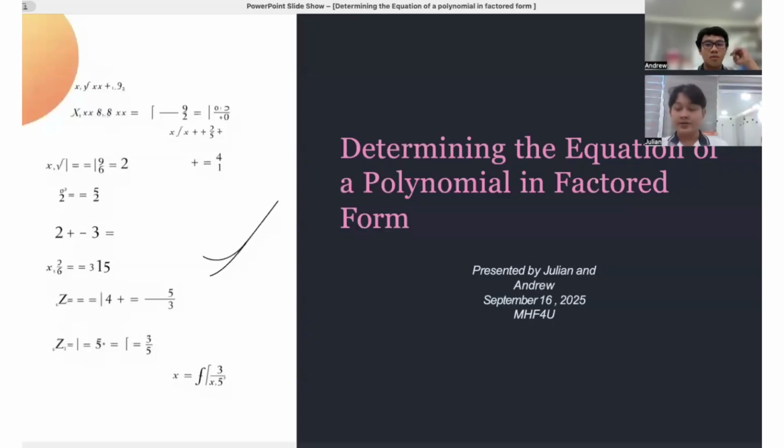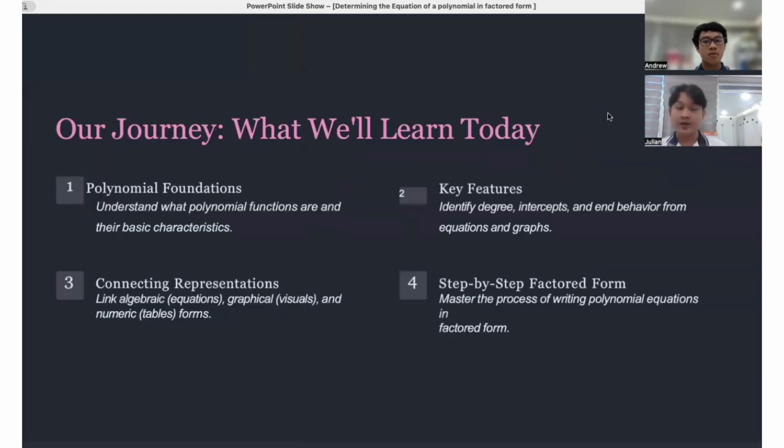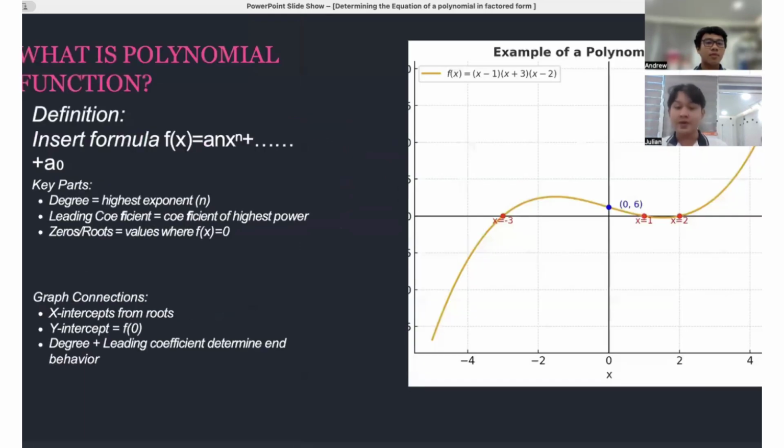Good afternoon, everyone. Today, Andrew and I will be walking you through how to determine the equation of a polynomial in factored form. By the end, you will see how roots and degree work together to shape a polynomial graph. Let's begin with the basics.